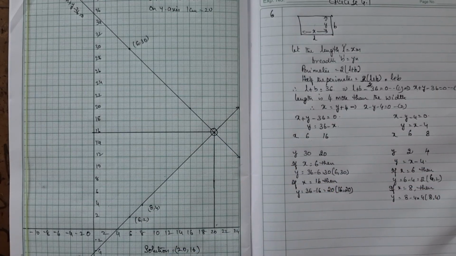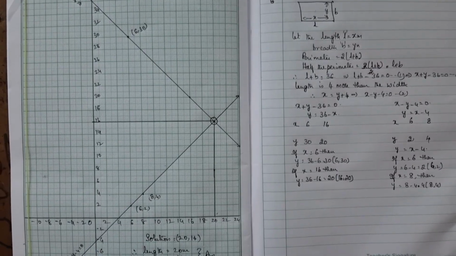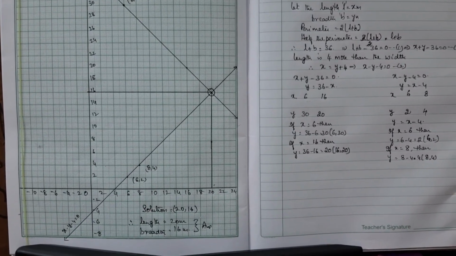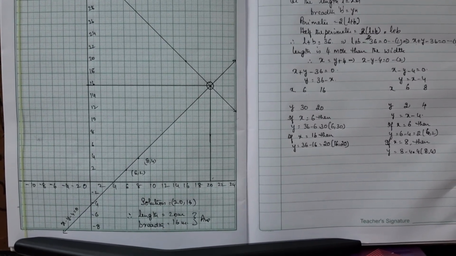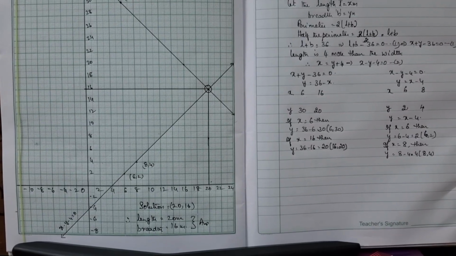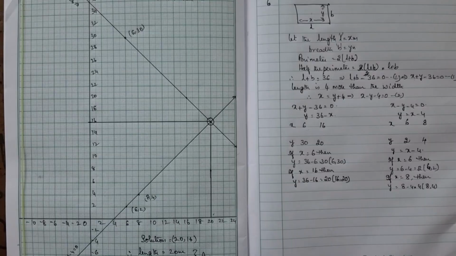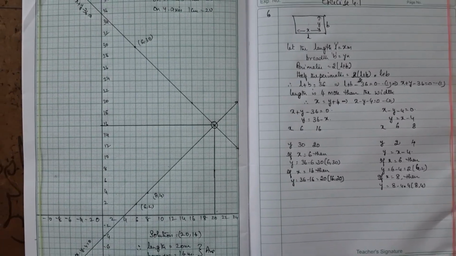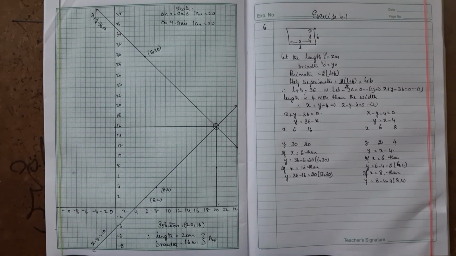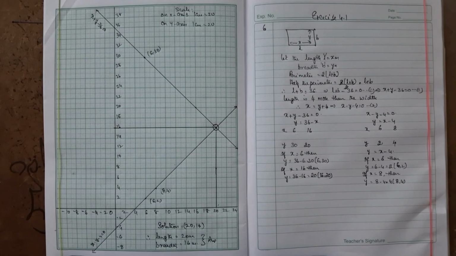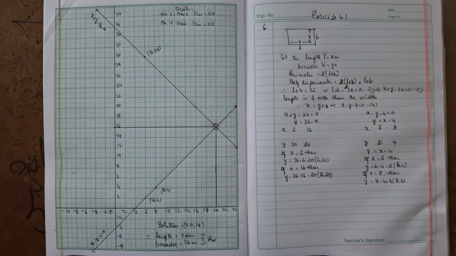What is 20, children? 20 is x, which we have taken as length. Length is 20 meters and breadth is 16 meters. This is the answer, children. So please note it down. I will reduce it a little bit so that you can see the total one. So this is the graph that I have got, children. Please note it down.